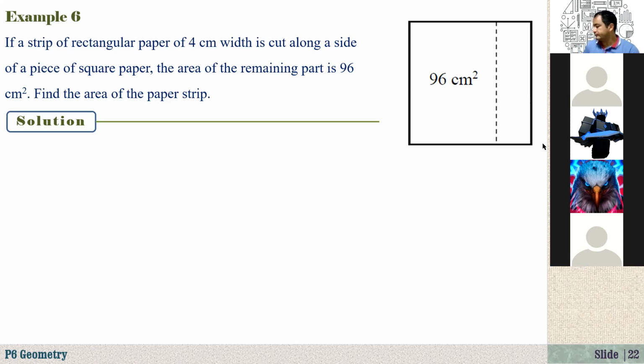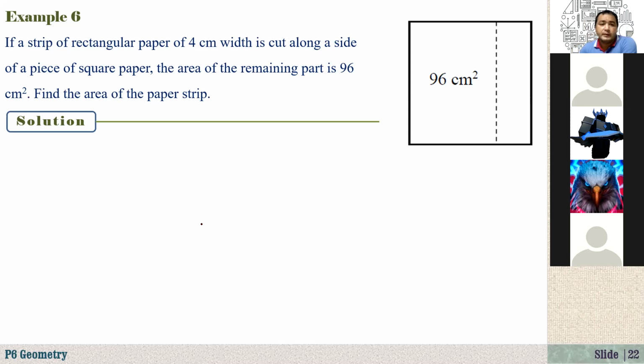Okay. If a strip of rectangular paper of 4 centimeters width is cut along the side of a piece of square paper, the area of the remaining part is 96 centimeters squared. Find the area of the paper strip.